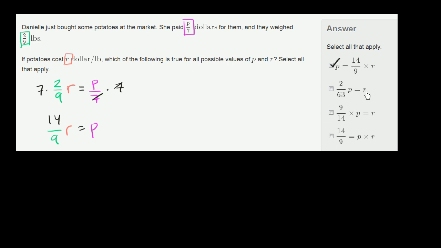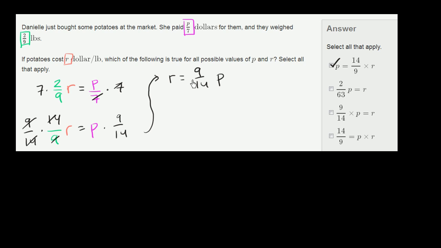Now, this one over here, or both of these, they try to solve for R. So let's see which one is the correct one when I solve for R. So to solve for R right over here, I could multiply both sides of this equation times 9 over 14. That cancels with that. That cancels with that. And I am left with R. R is equal to 9 over 14P.